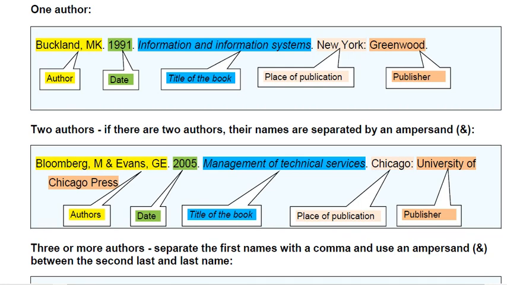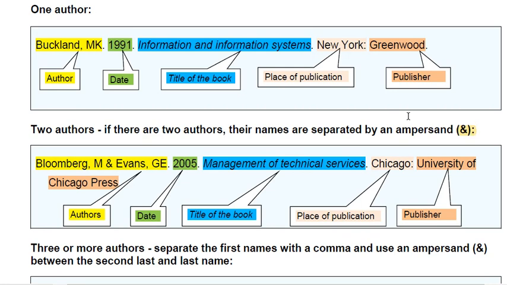So if there are two authors, their names are separated by an ampersand, but everything else is just the same. You don't change anything. You write the first author's surname and initials, then an ampersand. This is the ampersand. Then you write the second author's surname or last name, comma. Then we have his initials or her initials as well.